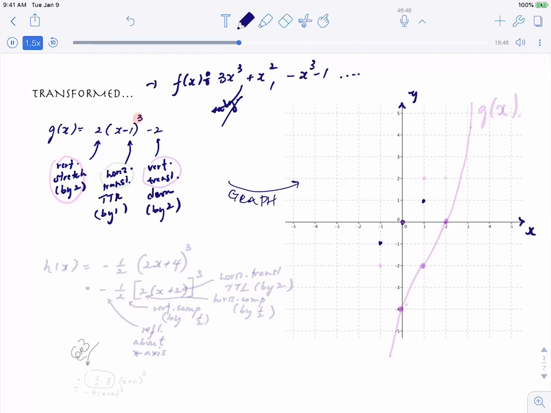So vertical stretch, the (0, 0) stays exactly where it originally gets placed, and then we get a vertical stretch by 2. These 2 points move out to a y of 2. And then for the horizontal translation, I'm going to the right, and that's 1 unit. Yeah. And the last one, vertical translation, we're going down 2.